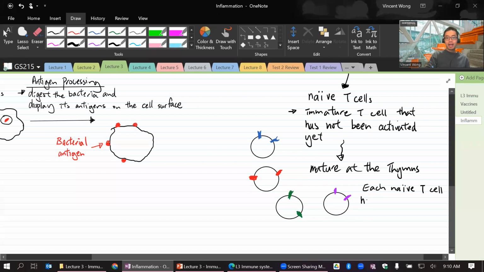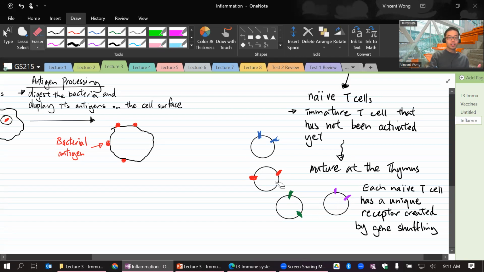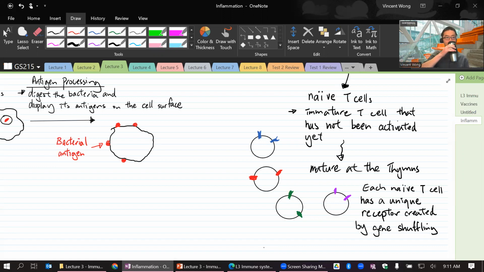Each naive T cell has a unique receptor, okay? Created by gene shuffling. Okay, and they are once again represented by different colors in my diagram. Again, just another checkpoint to make sure all of you are okay.